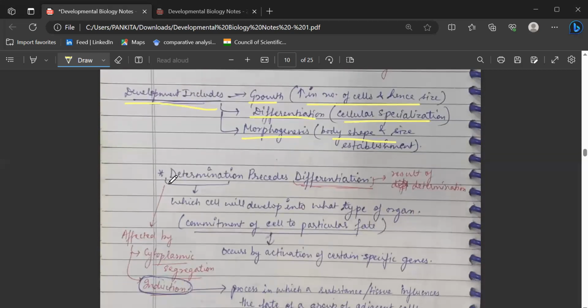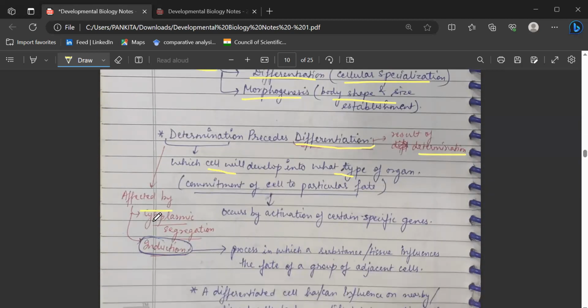There's a phrase which goes: determination precedes differentiation. So, what is determination? Determination is where it decides which cell will develop into what kind of organ. So this will precede differentiation. Differentiation is the result of determination, where the kind of organ is eventually formed. Determination is affected by two things: number one is cytoplasmic segregation, and number two is induction.